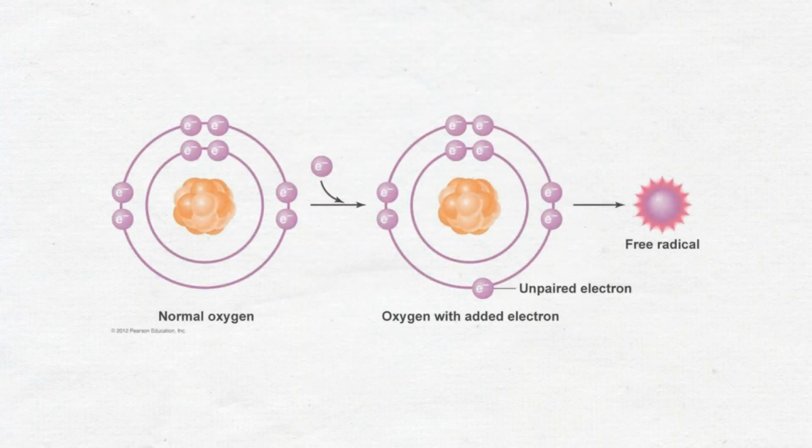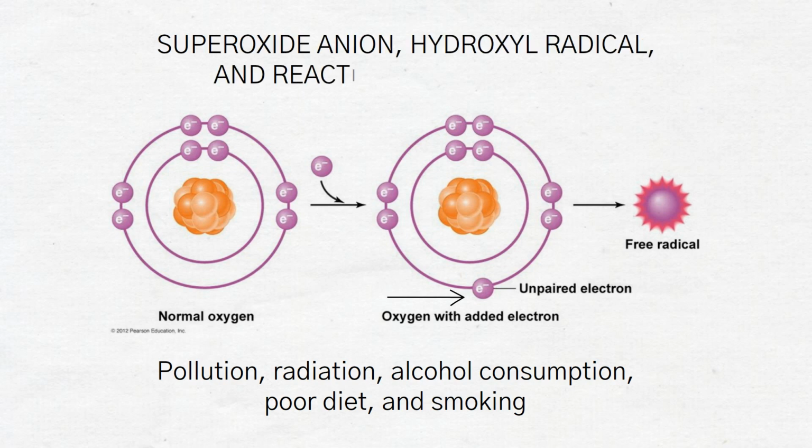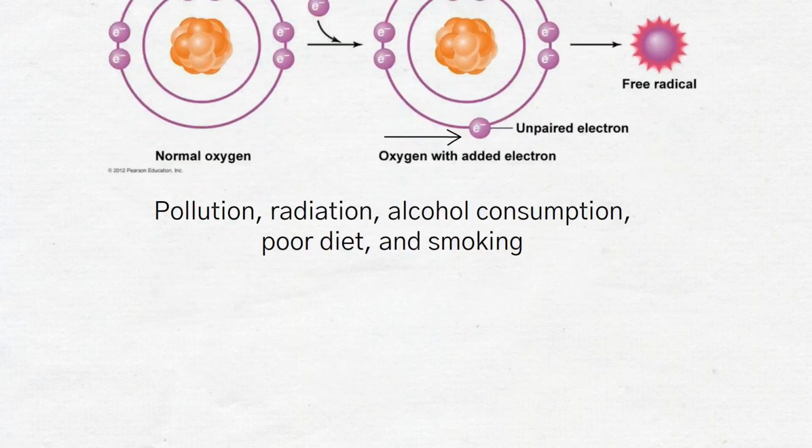Now that we have covered the structure of an atom in general, let's discuss free radicals. Free radicals are highly reactive molecules that possess an unpaired electron in their outer energy level. They form through normal metabolic processes or external factors such as pollution, radiation, alcohol consumption, poor diet, and smoking. Examples include superoxide anion, hydroxyl radical, and reactive oxygen species. This uneven pairing of electrons can cause damage to molecules in the cell by the free radical.